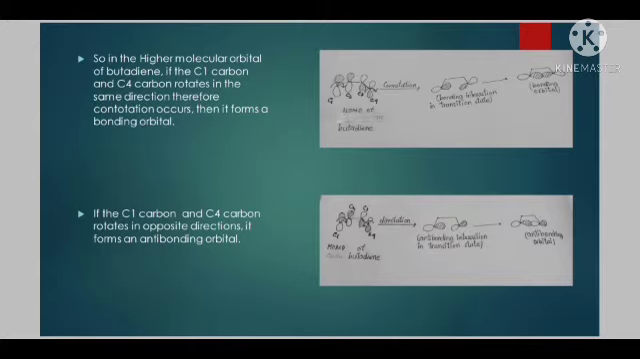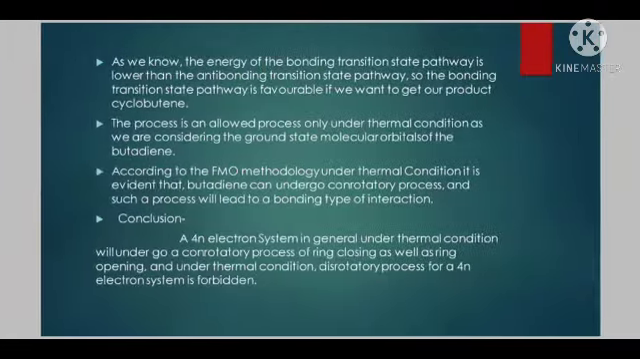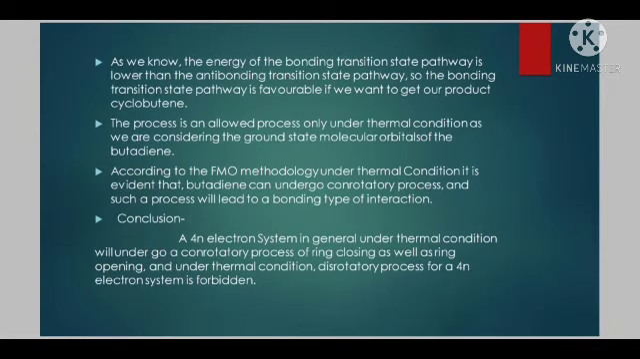As we can see here, if the C1 carbon and C4 carbon rotate in the same direction, therefore conrotation occurs, then it forms a bonding orbital. And if the C1 carbon and C4 carbon rotate in opposite directions, it forms an antibonding orbital. Now as we know, the energy of the bonding transition state pathway is lower than the antibonding transition state pathway. So the bonding transition state pathway is favorable if we want to get our product cyclobutene.